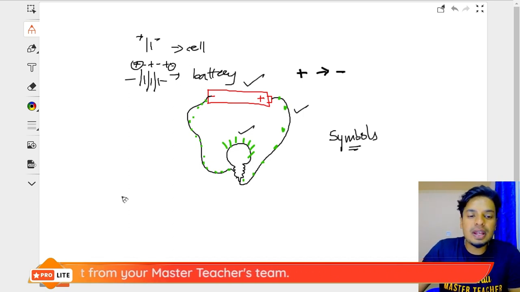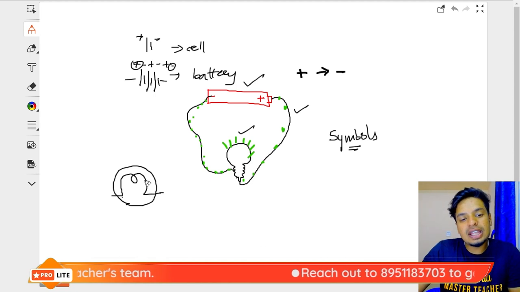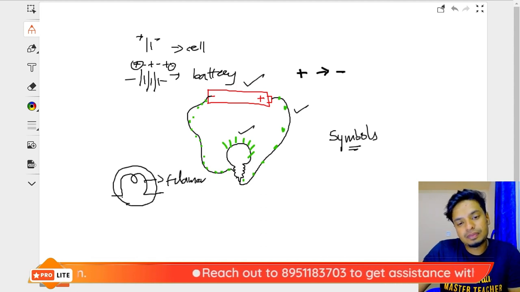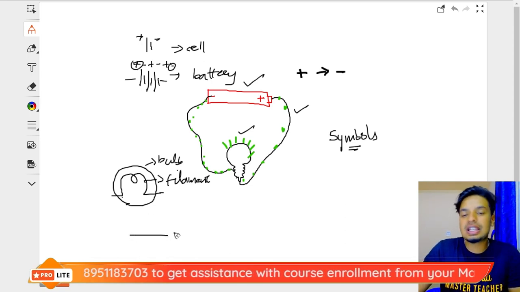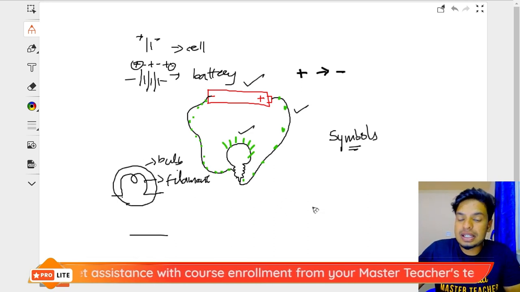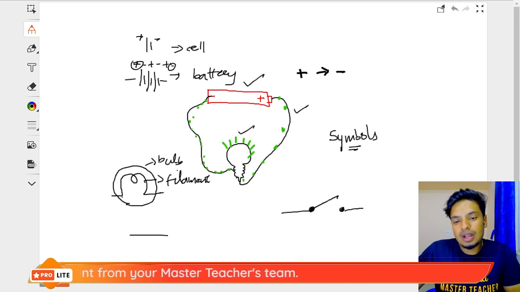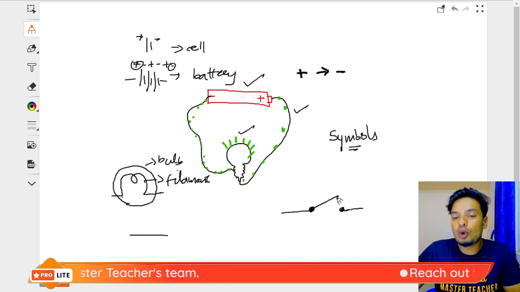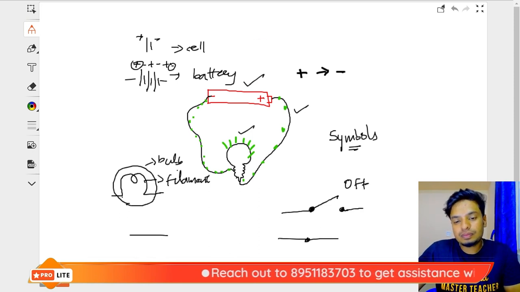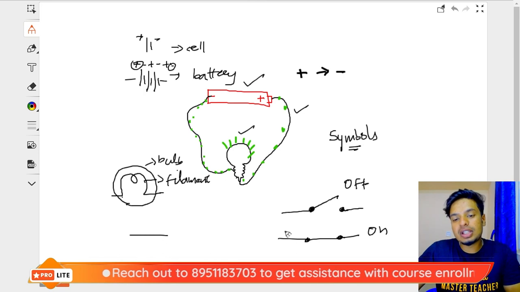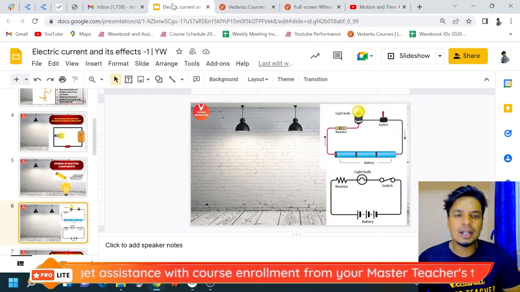What about a bulb? Bulb is very simple. Inside, what do we have? You have a filament, and the entire symbol outside is called the bulb. How are wires represented? Wires are just lines. How is a switch represented? For example, check this out. Now, this is part of the circuit, but electric current is not flowing because it's broken. It's not touching here. So the switch is off. Now the switch is on because electric current can flow through this. These are the different symbols that we have in this chapter. Very simple, guys.